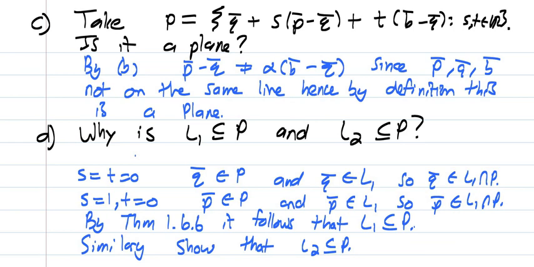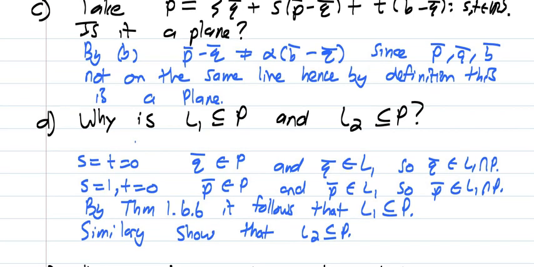All right? If you've forgotten the name of the theorem, just simply say, I have proven that the line and the plane intersect in at least two different points, point P and point Q. And because the line intersects the plane P in more than one point, it follows that the line is a subset of plane P. All right, so the plane contains line 1. Similarly, you can show that line 2 is a subset of plane P.